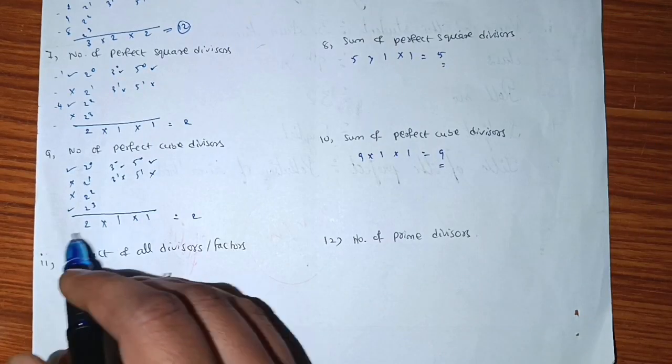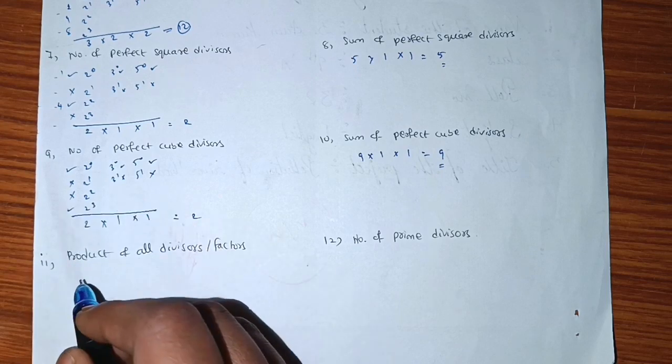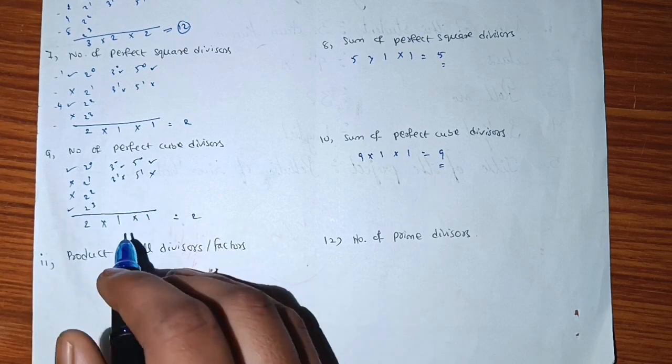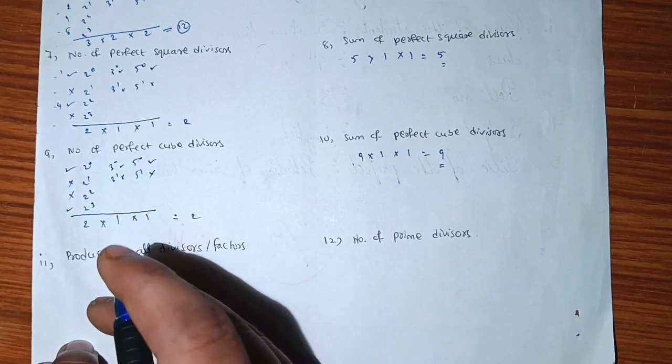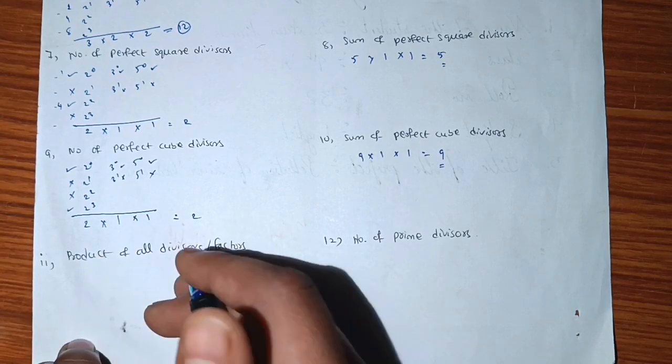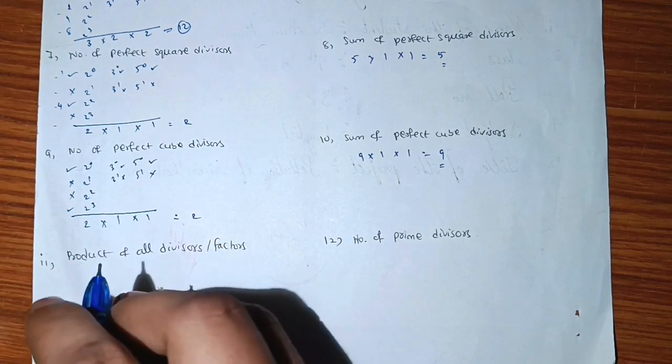Now let us move to the 11th question in this part, the product of all divisors or factors. So we need to multiply all the divisors or all the factors of 120, then we need to give the answer.